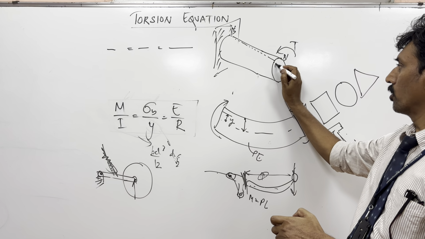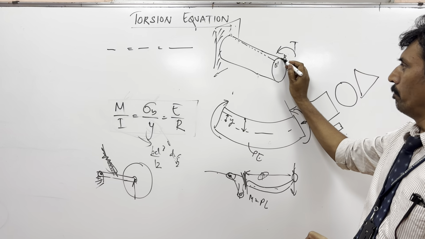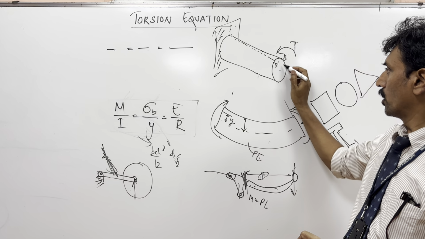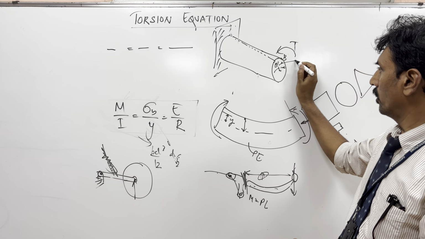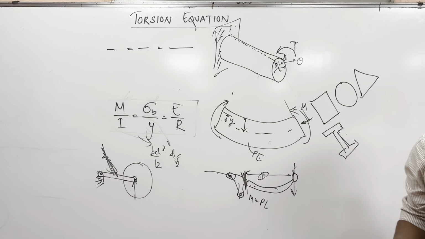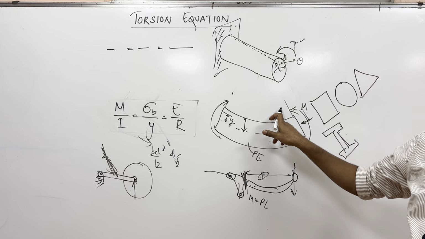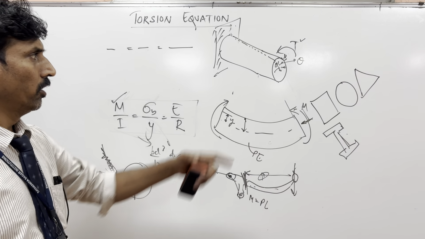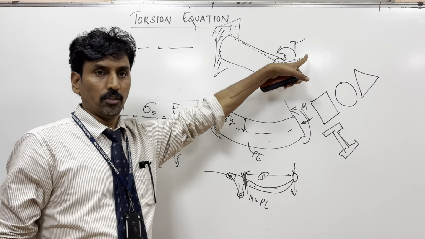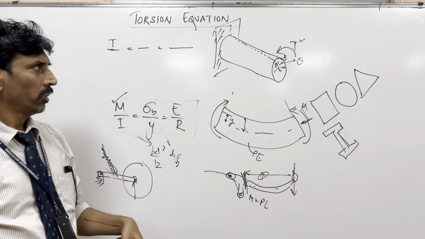So B moves to B dash. This is O, and the angle made at this center can be called theta. The amount of torque that you applied is T. In the case of the bending moment equation, you applied a moment, so it started bending. In this case, you started applying torque. So in place of M, you need to place this torque.